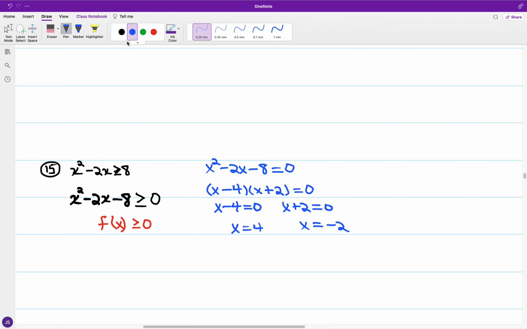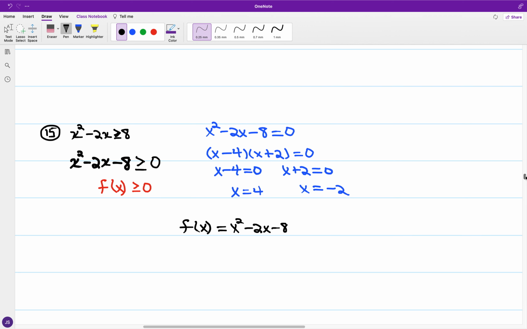All right. So for what we have in setting things up, we got f of x is equal to x squared minus 2x minus 8. And again, having established the zeros.